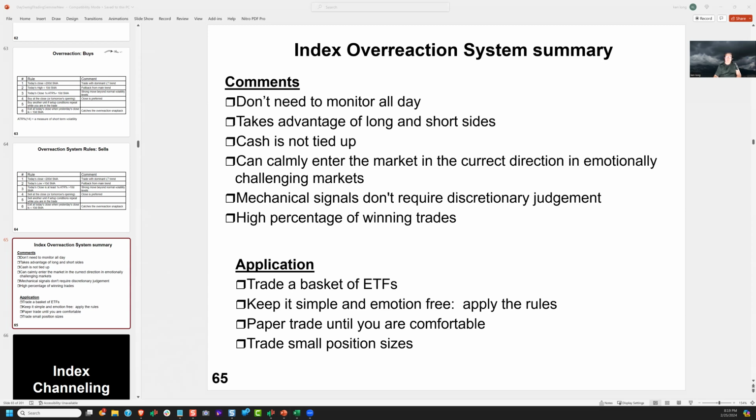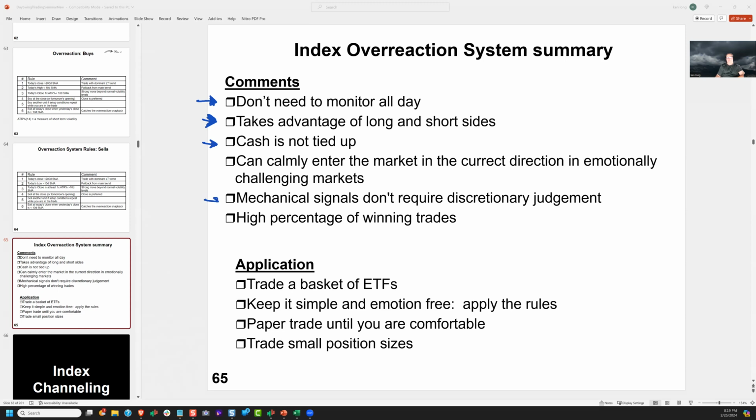The beauty of the system, it's about 70 to 80% accurate historically. You don't need to monitor it all day. You can trade it in both directions. Your cash is freed up when it's not being invoked. And you can tell right from the open if you're going to have that kind of a day. Because if it didn't gap down below the 10, you know that it's not a setup day. So you can use that cash for other positions.